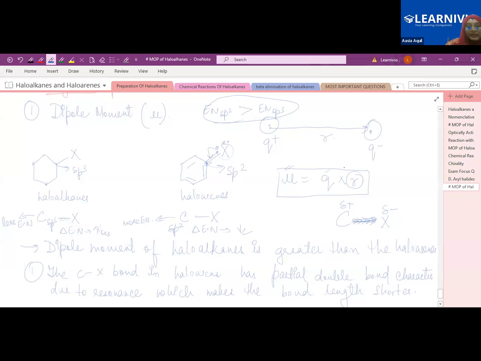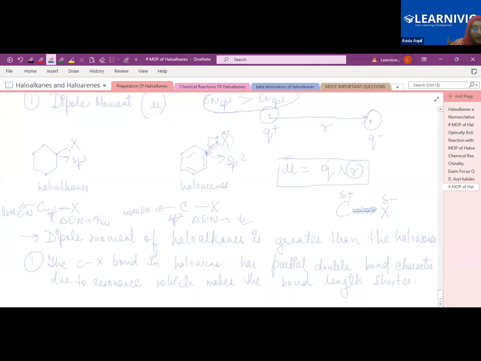So in the case of haloalkanes, you can see over here, this carbon is sp3 hybridized. This one is less electronegative, and this one is more electronegative. Suppose this is a carbon, this is a carbon, and this is a halogen. Here we are talking about these two bonds. So this halogen is more electronegative, so it tries to pull all the electrons towards itself.